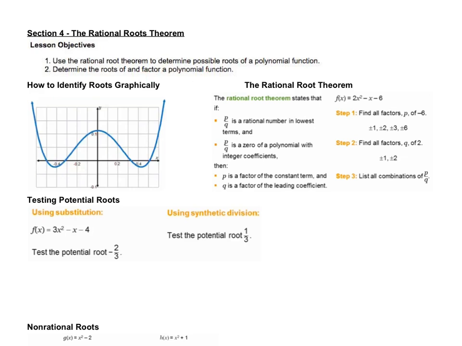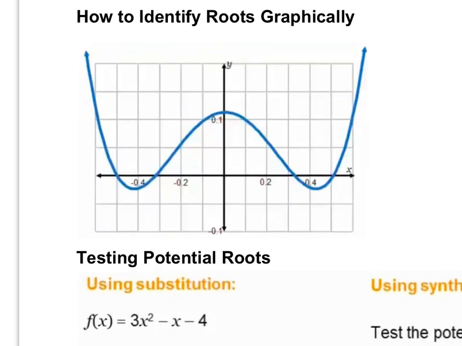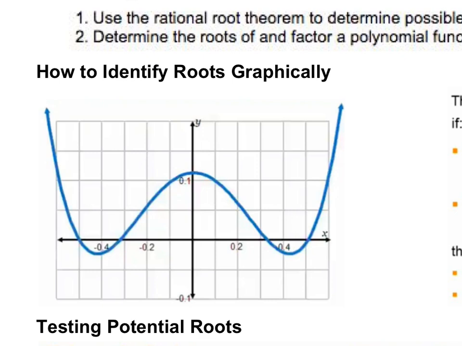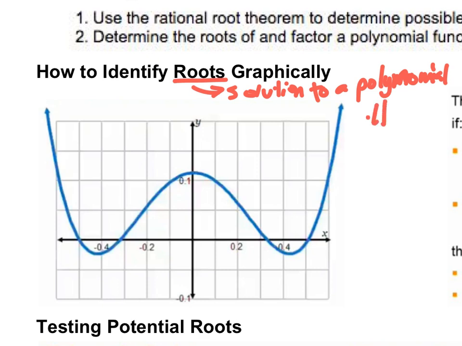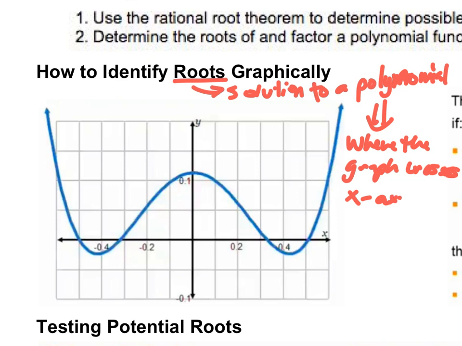So what I have is this. What I have when we're trying to identify roots graphically, now let's talk about what a root is, okay? A root is a solution to a polynomial, okay? And you're like, okay, well, what do you mean by a solution? Polynomial, okay? And that means that's where the graph crosses at the x-axis, okay?